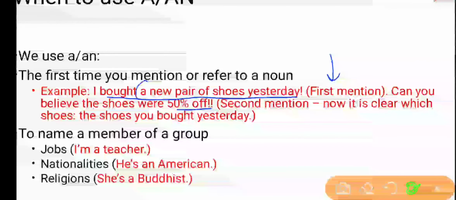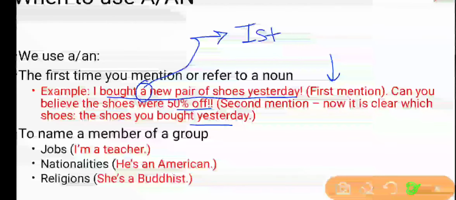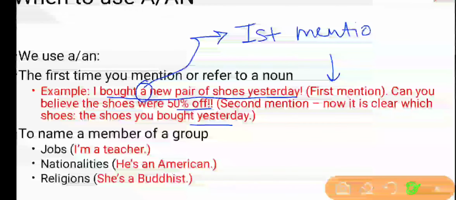Here I have used a. Can you believe the shoes were 50% off? Here I am mentioning it for the second time. Now it is clear which shoes I am talking about. That means those shoes which you bought yesterday. Here I have used a and the. I have used a to give it first mention, that means when a thing is just introduced. And I have used the when I'm talking about that particular thing which I have just introduced. Okay, I hope the thing is clear.